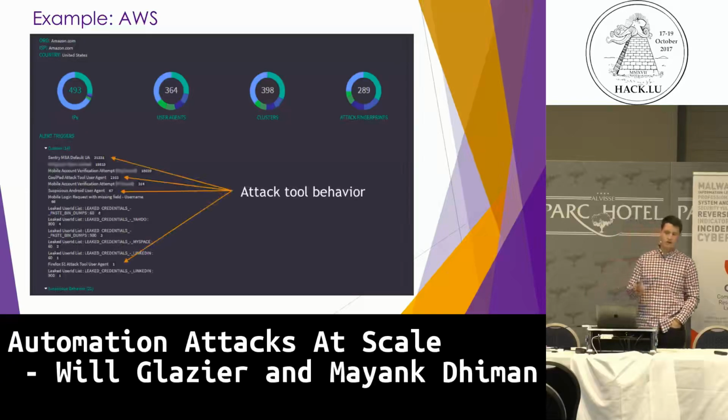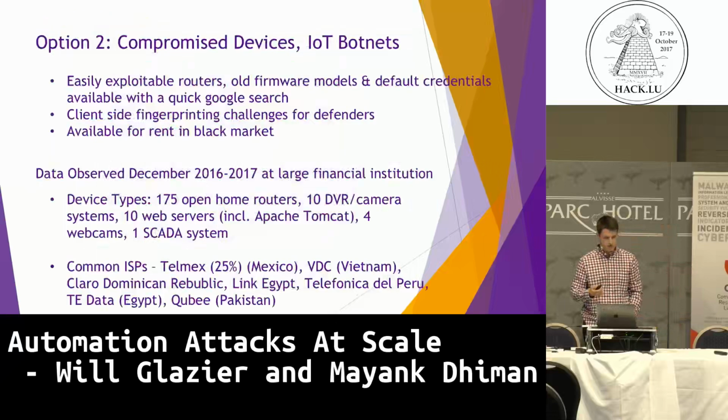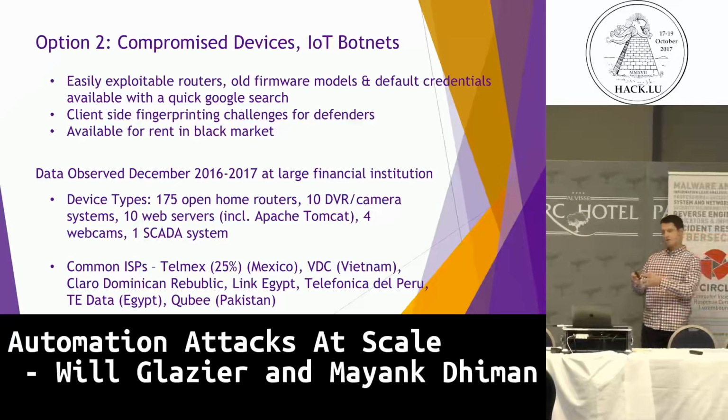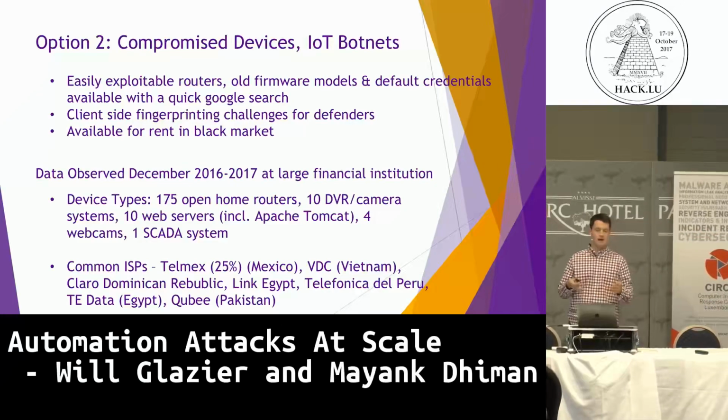Now this picture is traffic that we've seen from Amazon. You see certain attack tool behaviors. In this case, I'm just highlighting some user agent strings, but you'll see different attack tool fingerprints. You'll see leaked credentials come up. This is all from Amazon, over 364 user agent strings that are associated with these attackers. Option two, so the first option for an attacker to gather infrastructure is cloud providers. Second option here, we're going to talk a little bit about compromised devices and IoT botnets.